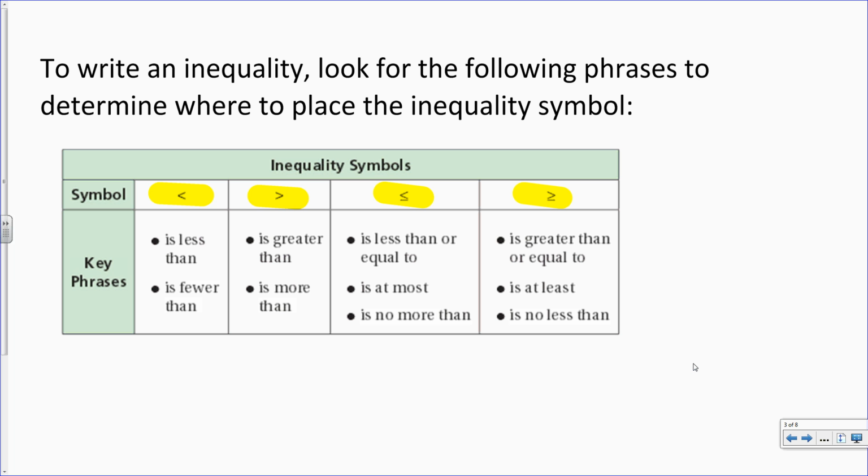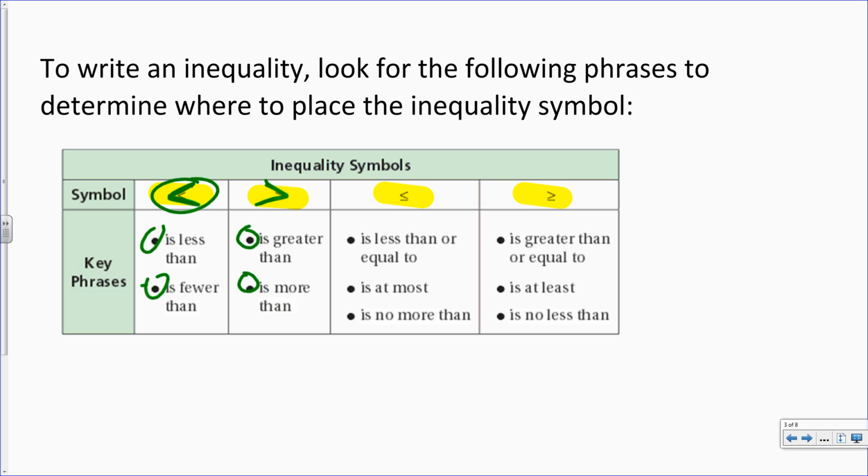Now, there's some key words that can help you remember. You have this table in your notes. To write an inequality, you need to look for the following phrases to determine where to place the inequality symbol. So the first symbol you need to fill in is less than. Is less than can just be written is less than or is fewer than. Those are some keywords. In the next column, you want to fill in greater than. You can just say is greater than or is more than.